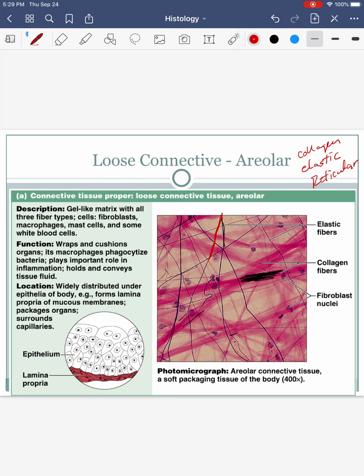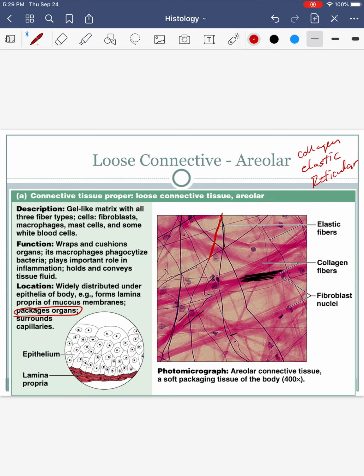Now remember, I'm going to ask you to give 1 location and 1 function. If I was going to talk about areolar, I would say it surrounds organs or packages organs. It's also found under the skin. It's found a lot of places. We have a lot of connective tissue. Out of the 4 tissue types, this is what we have most of. And areolar is around organs, under the skin.